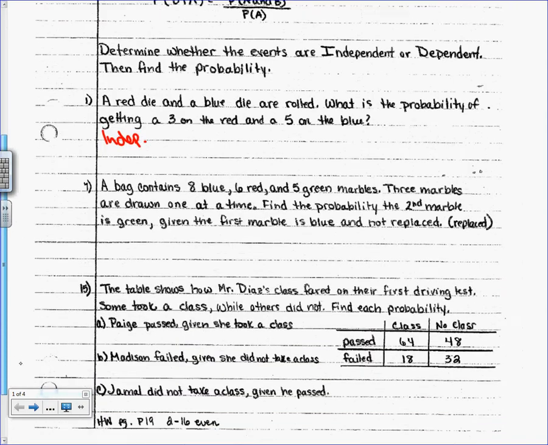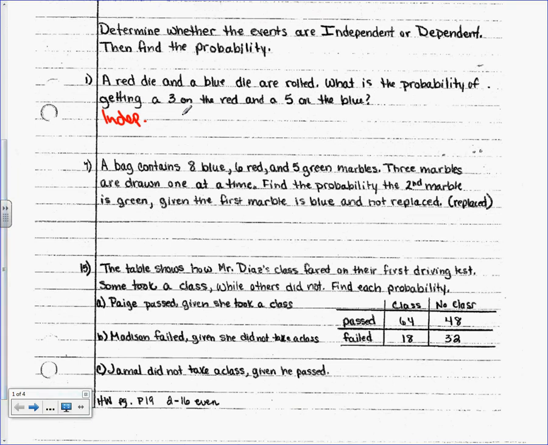So what is the probability of getting a 3? What's the probability of getting a 3 on any die? 1 out of 6 times probability of getting a 5 on any die, 1 out of 6. Multiply, what do you get? 1 out of 36. Do you guys get that? How easy that can be?